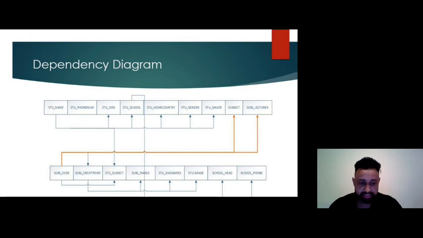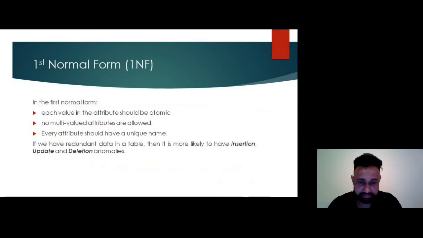So basically the given table is not in normal form, and I need to normalize it in the first, second, and third normal form respectively. Each of them is described in my next slides.